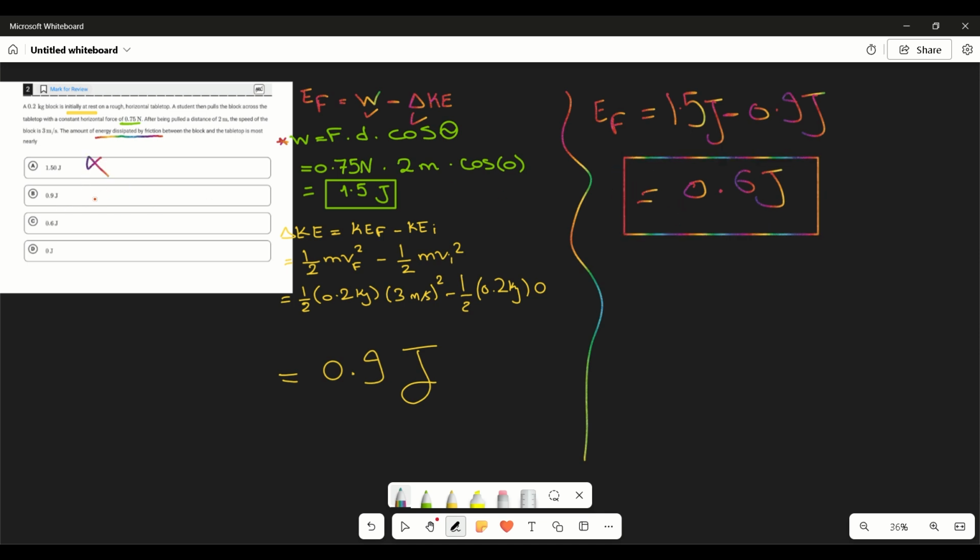First one is wrong, second one is wrong. The answer is C, 0.6. That's it.